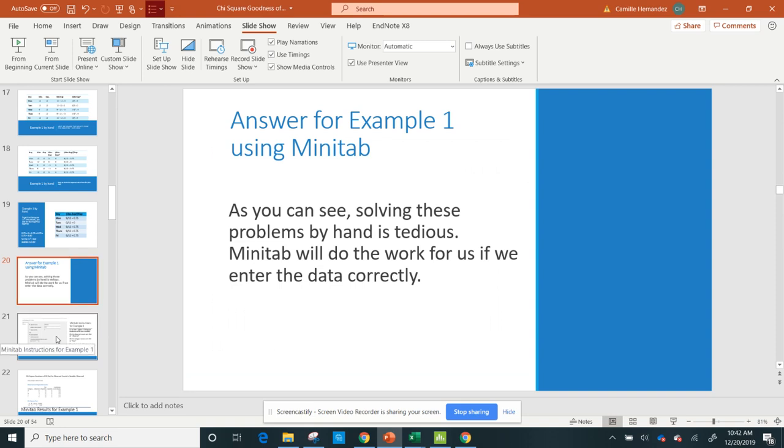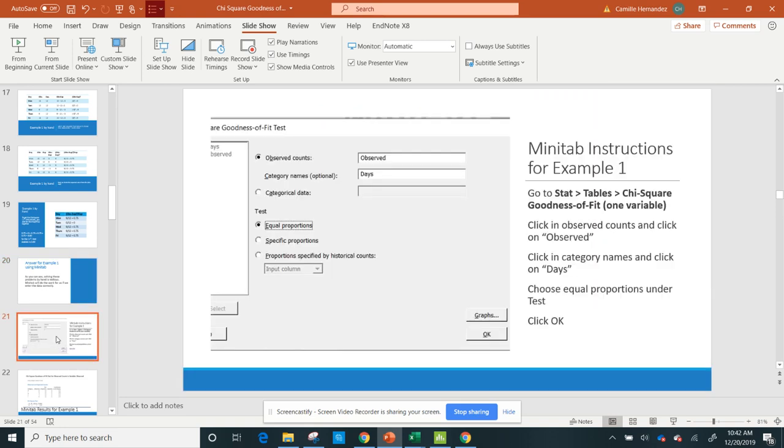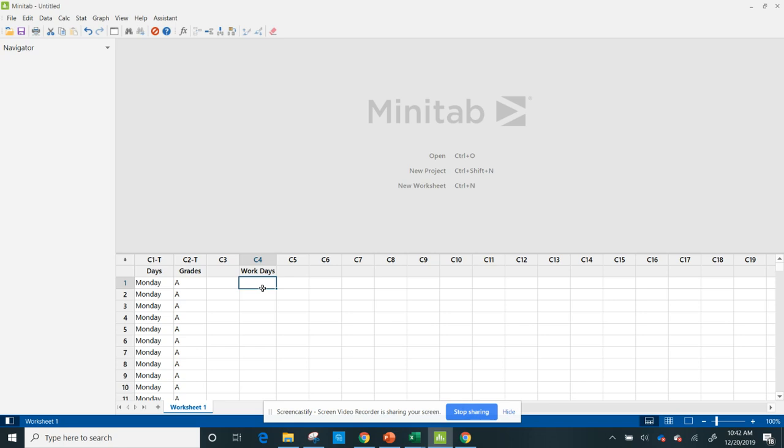In Minitab, the first thing you want to do is enter the observed count of the days. I'm going to go here and do work days: Monday, Tuesday, Wednesday, Thursday, Friday. And then I'm going to do observed. For Monday, we observed 15. For Tuesday, 12. For Wednesday, 9. For Thursday, 9. And then for Friday, 15.